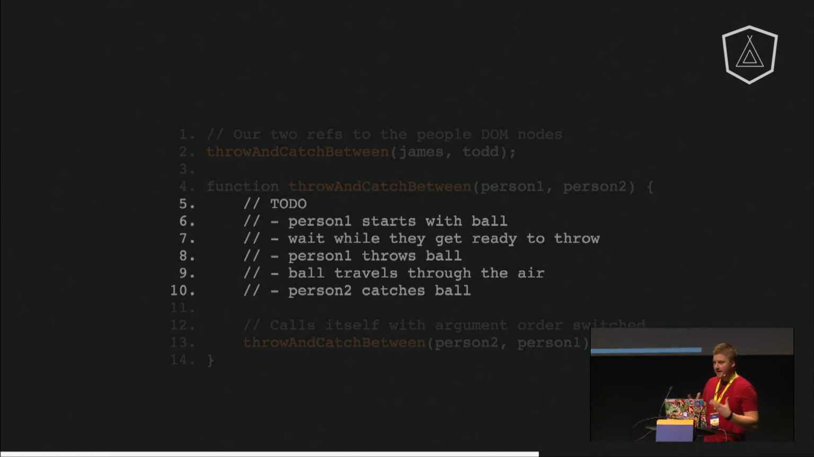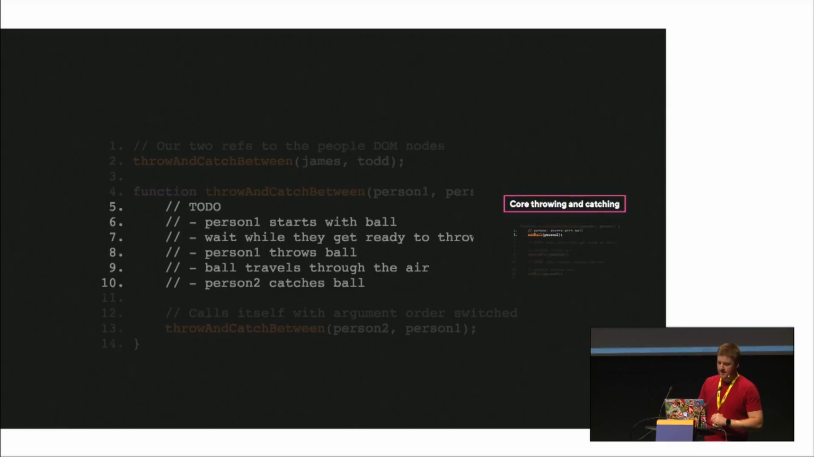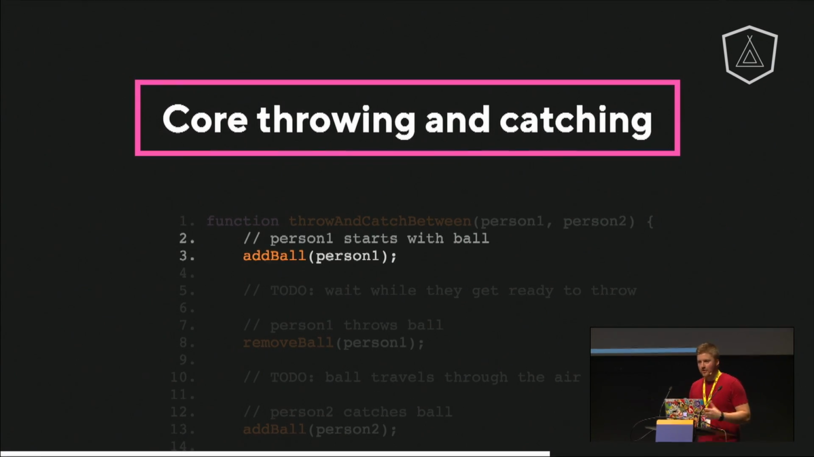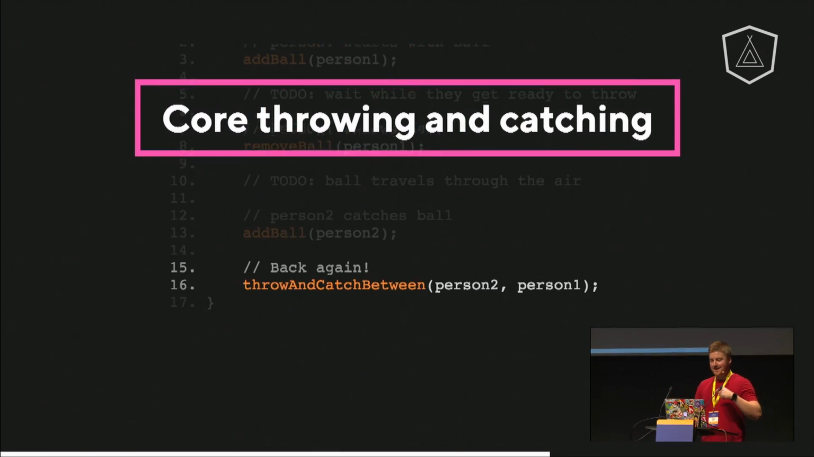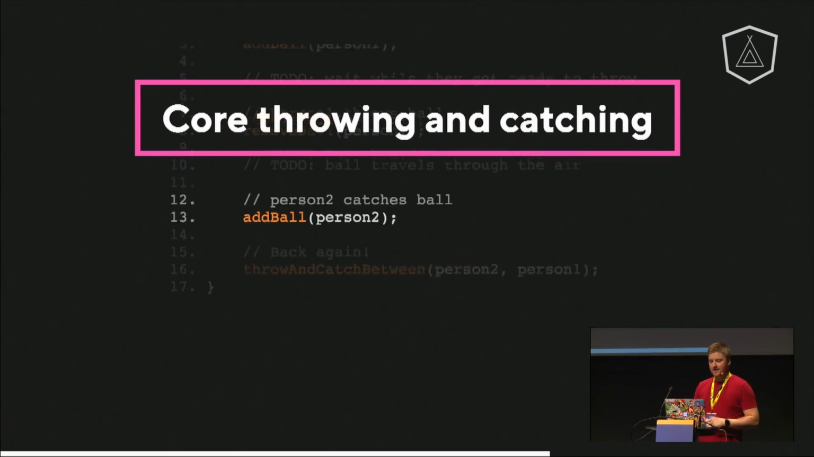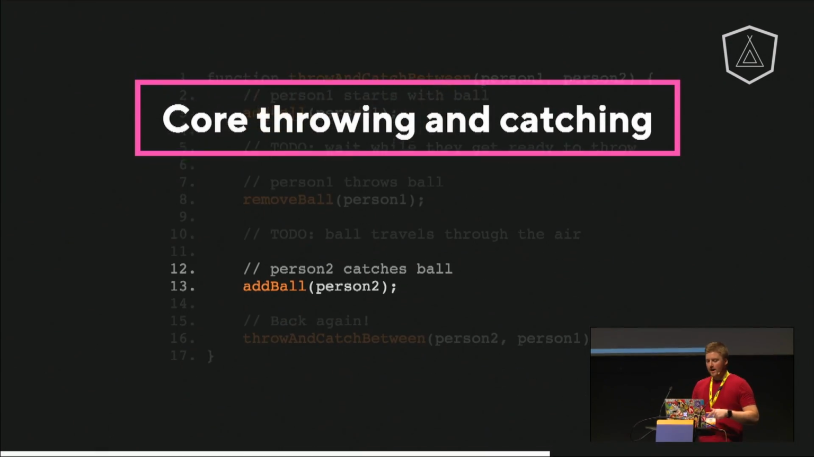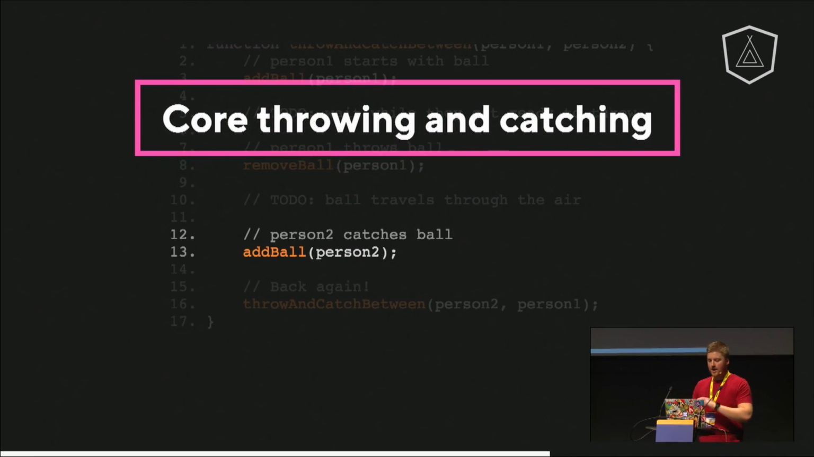After we've covered that, effectively what we have left to do is we need to make sure person 1 starts with the ball. Then we need to build in the fact that there'll be a little bit of a wind-up while we throw, and then it'll travel through the air, and person 2 will hopefully catch it. So nice and easy. We've got a helper function, add ball to person 1. Then we remove the ball from person 1 as it flies. We add it to person 2. And then we go back again. We just keep calling that function. So right now, we've just built in the way to add and remove the ball from the 2 players.